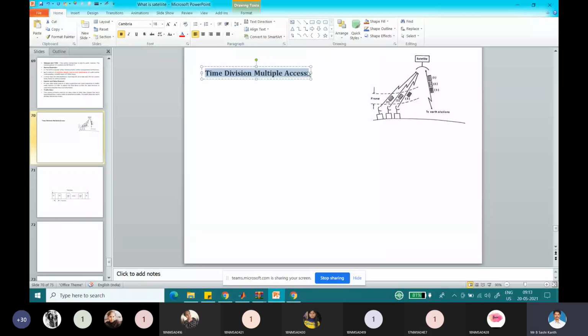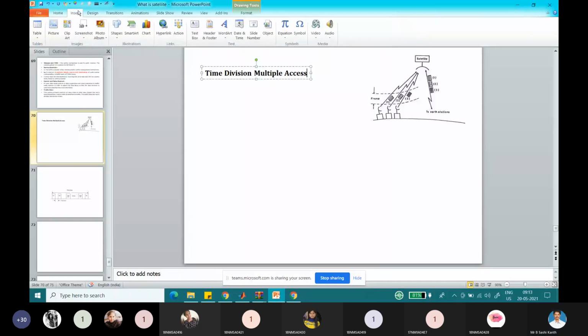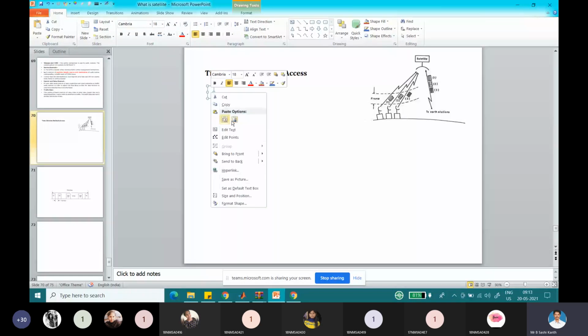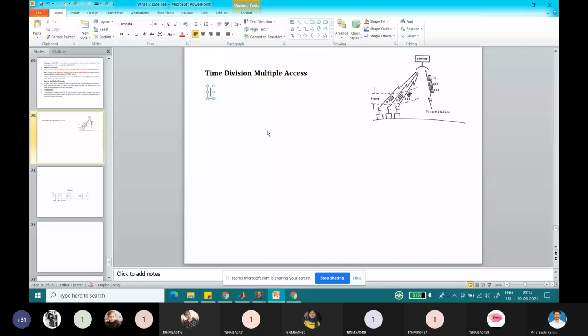This is one of the techniques that we are going to use in satellite communication. So we start with time division multiple access, and we will discuss this now.